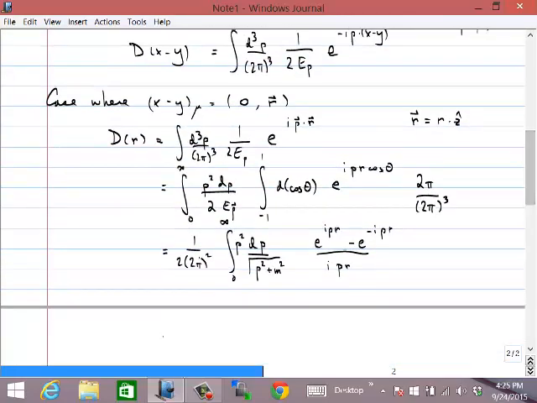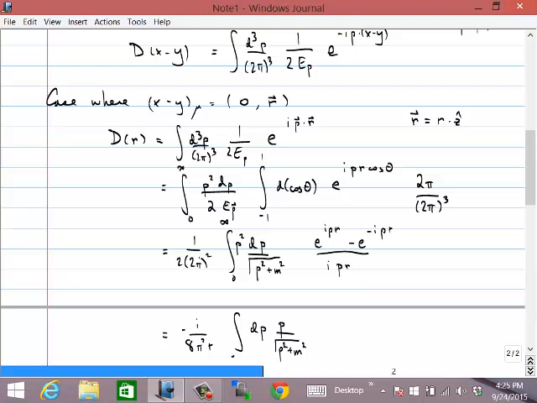Or just simplifying everything out a little bit, you get minus i over 8 pi squared r times an integral dp, and you have a p over the square root of p squared plus m squared. You integrate from 0 to infinity e to the ipr minus e to the minus ipr.